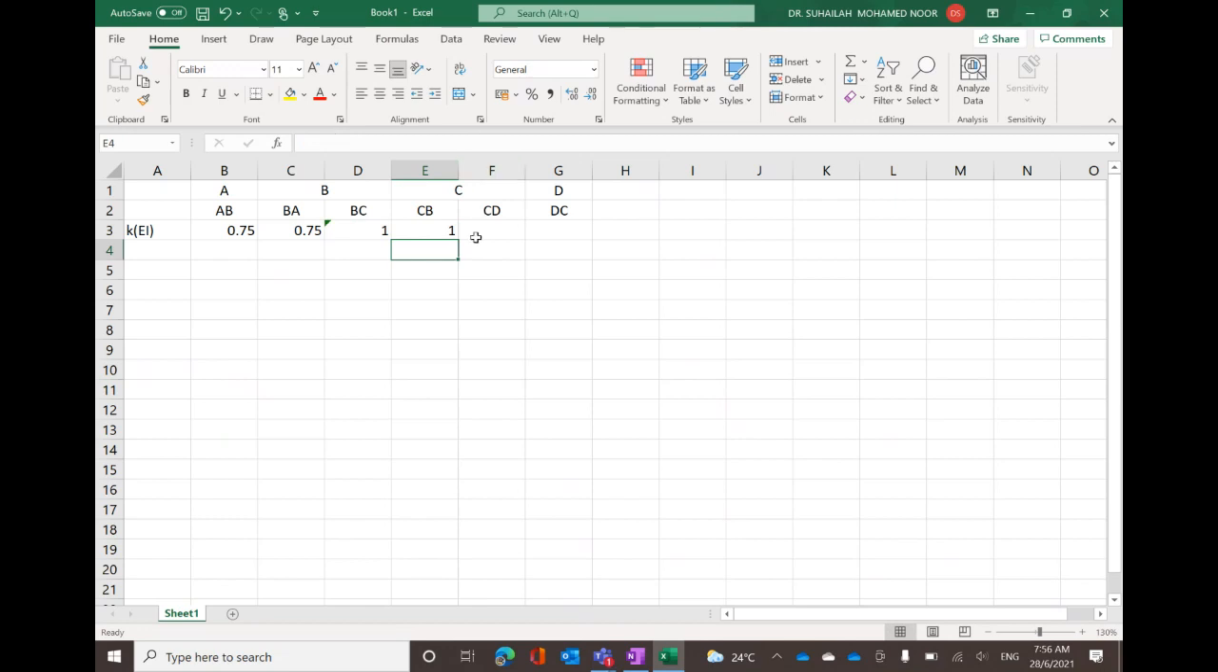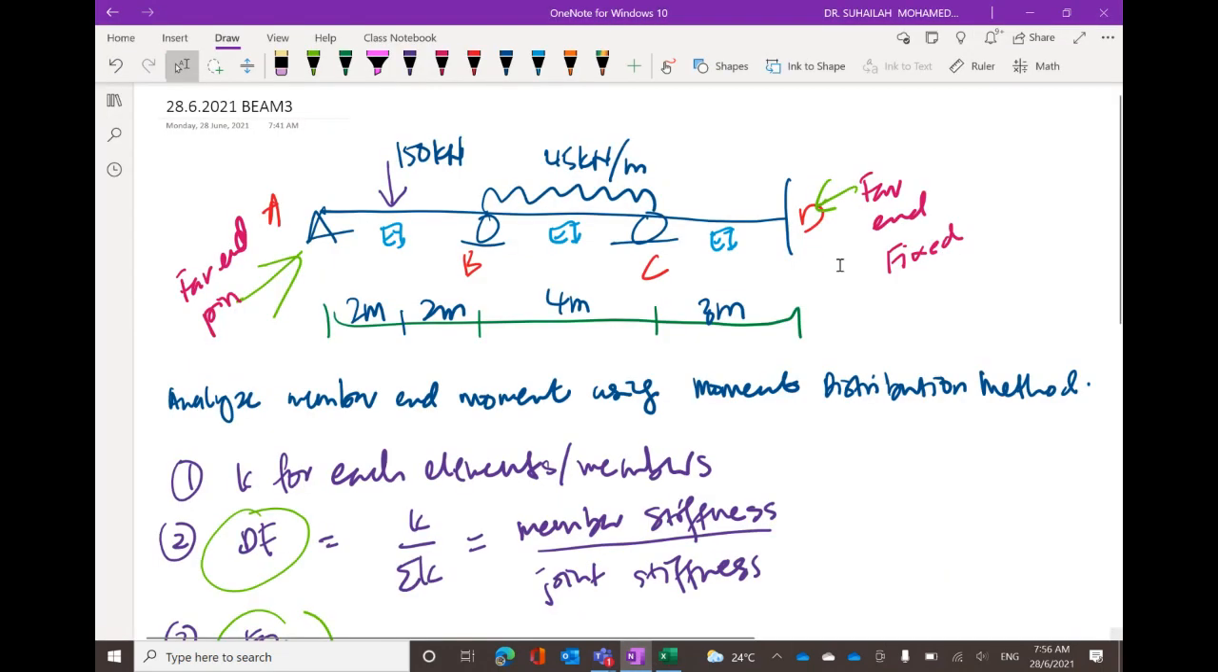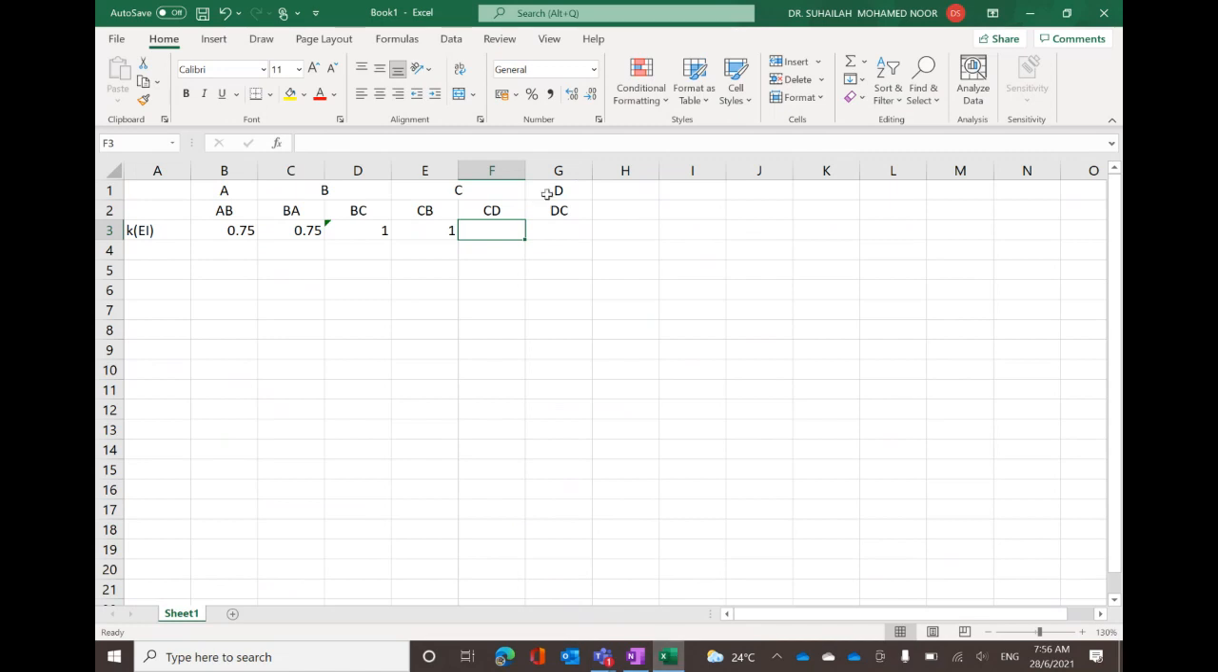The last value is for member CD. KCD and KCB are actually the same value. By looking at the diagram, D is fixed, so we have to use 4EI over L. It is 4EI over 3, which is 4 divided by 3.